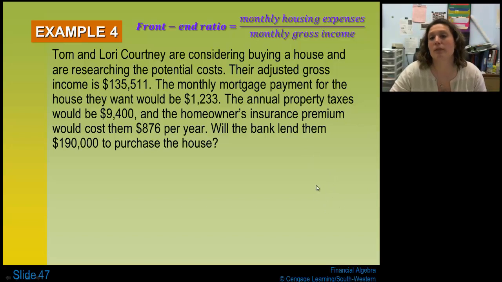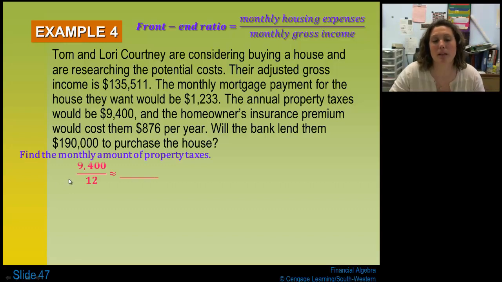So we're going to take a look at the front end ratio here for this. So we need the monthly housing expenses divided by the monthly gross income. So we know their monthly mortgage payment. I don't know their monthly property tax, and I don't know their monthly homeowner's insurance because those are annual values. So I need to convert those into monthly. So I need to divide both of those pieces by 12.